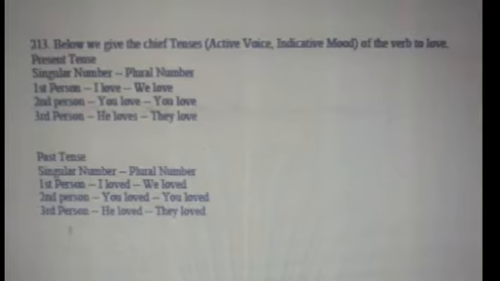Below here we give the chief tenses, the active voice indicative mode of the verb to love. For present tense and past tense and future tense, the same verb is taken. First person, I love, singular. Plural, we love. For second person, you love, plural, you love. Third person, he loves, they love. This is about present tense.